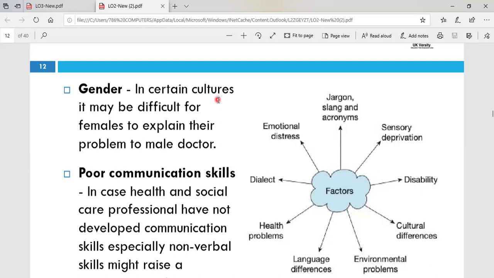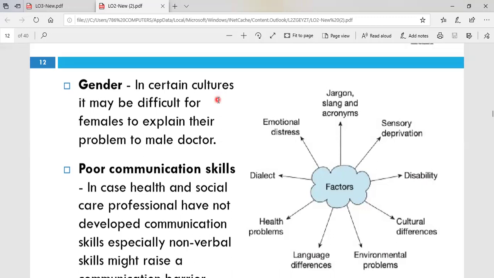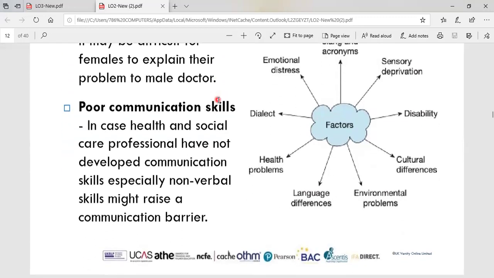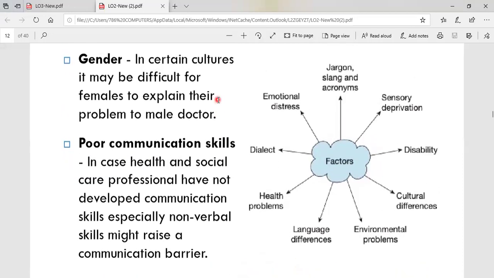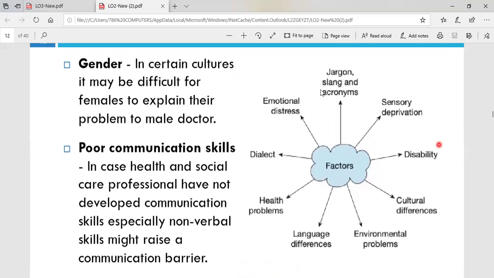Or you could also always ask for a chaperone if that patient is not comfortable sitting on their own with you for any purpose. So there are certain poor communication skills. These are, for instance, if there's a disability, the patient is unable to hear properly or see properly. The cultural differences, as I just mentioned, and environmental problems.